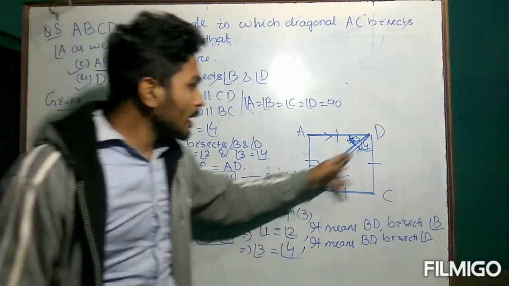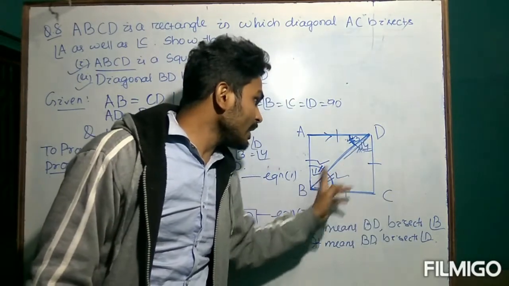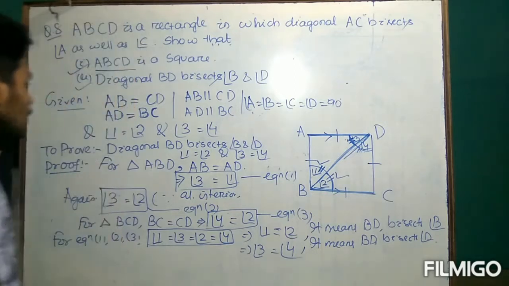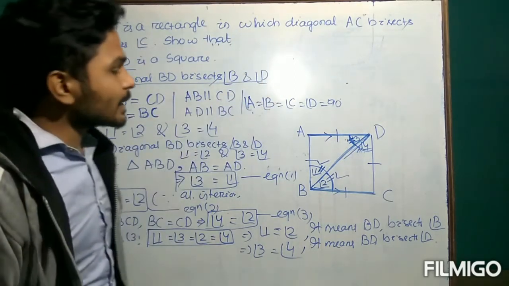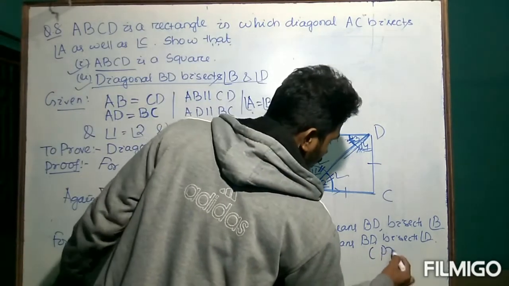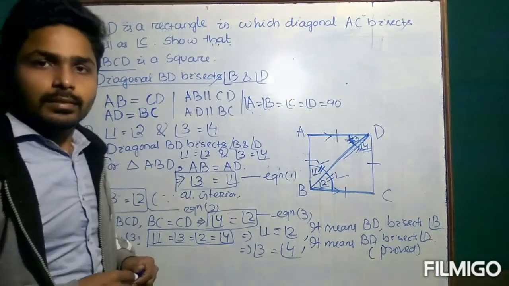So what we have now proved? We have proved the diagonal BD bisects angle B and angle D, both the angles. So now we have proved the second statement that the diagonal BD bisects both the angle B and angle D. Hence proved. So understood?